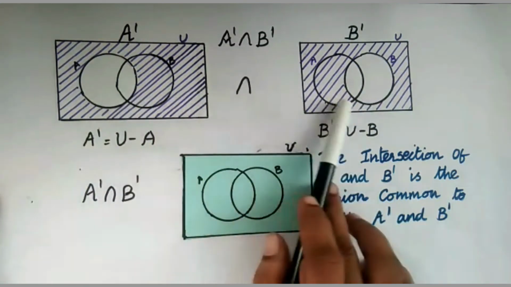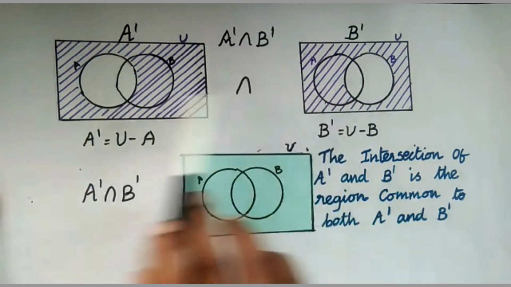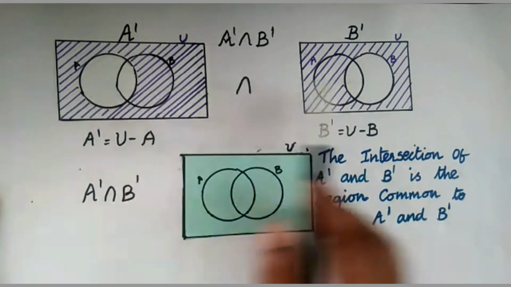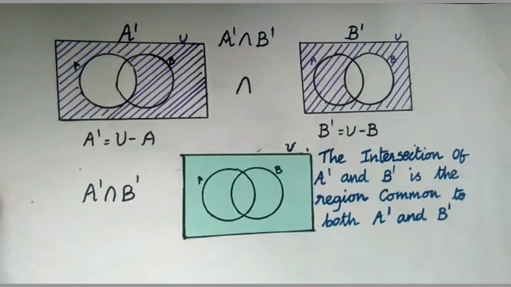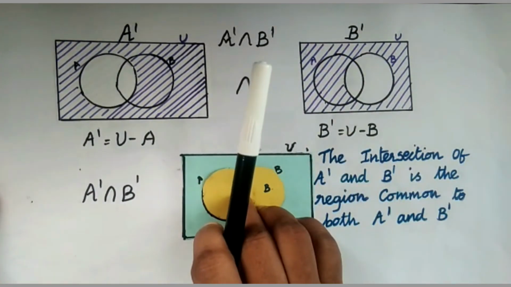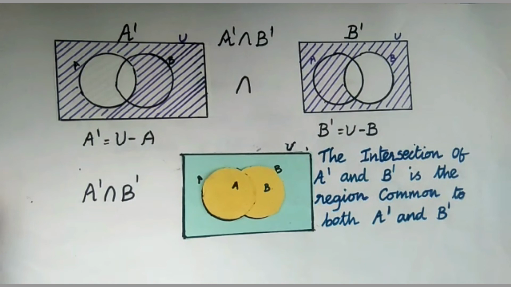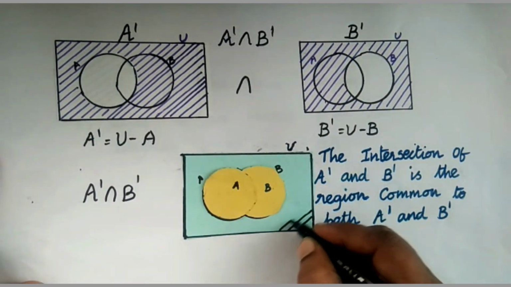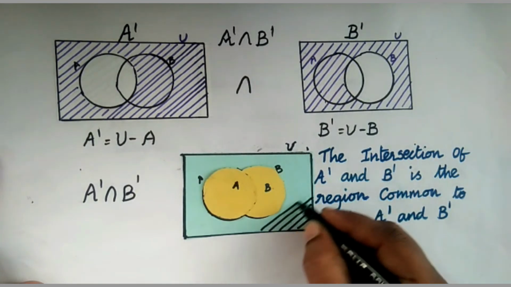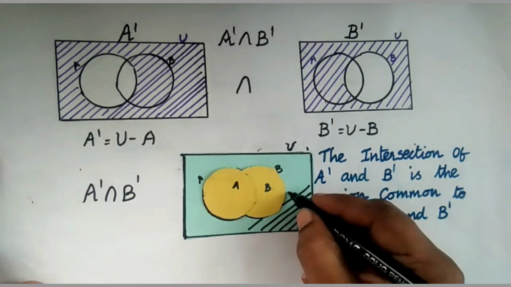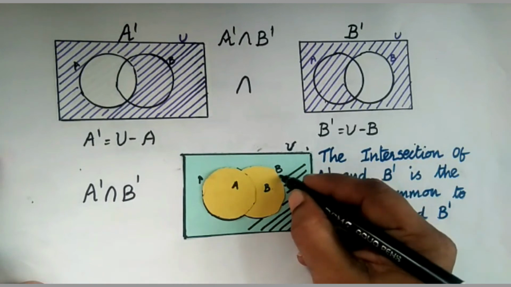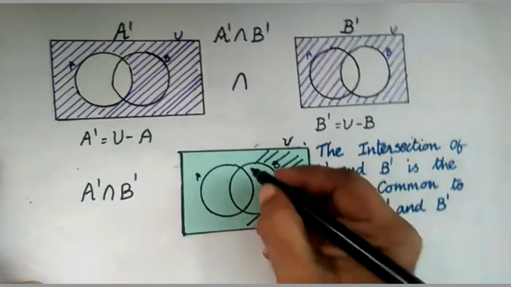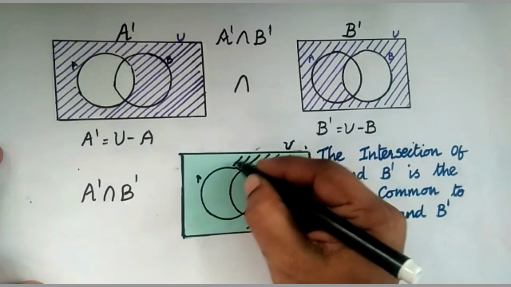So from these diagrams we came to know that we have to shade the universal part region, leaving this A round and B round. So remove this A round and B round, and shade all the region in the universal set. So let us shade all the region in the universal set except this A round and B round. So this is the A dash intersection B dash part region.